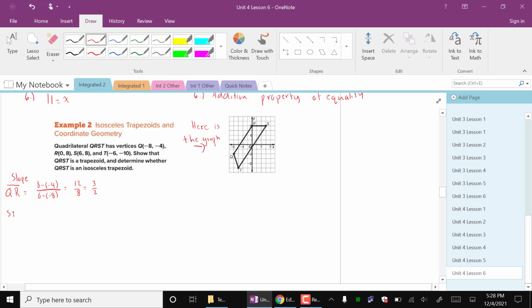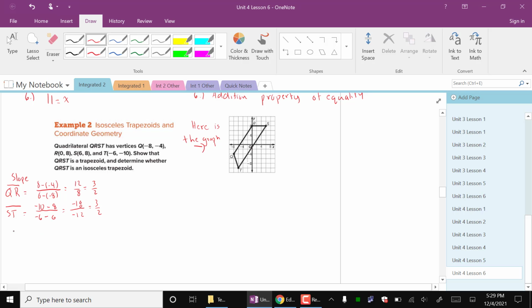ST. This is going to give me negative 10 minus 8 over negative 6 minus 6. Negative 10 minus 8 is negative 18, and negative 6 minus 6 is negative 12. That's going to give me 3 halves. So 3 halves means we have parallel lines. All right, so far so good.